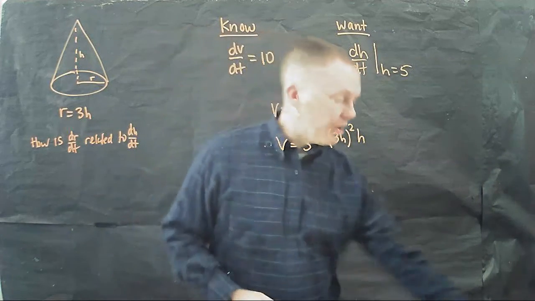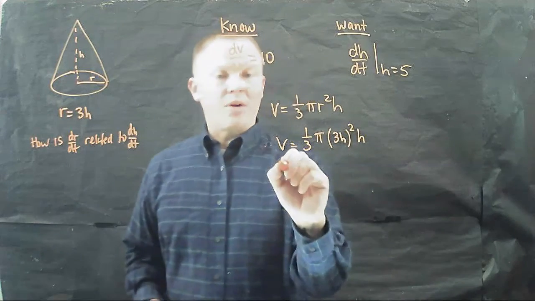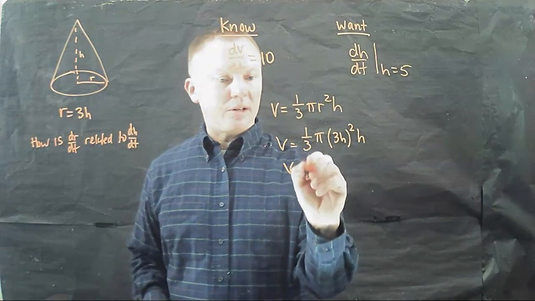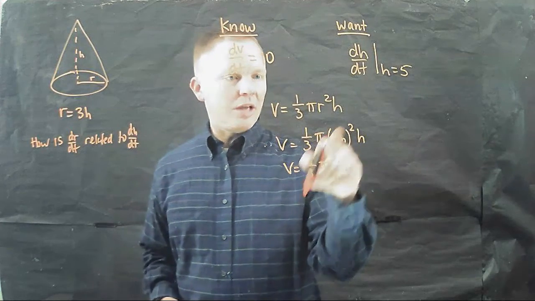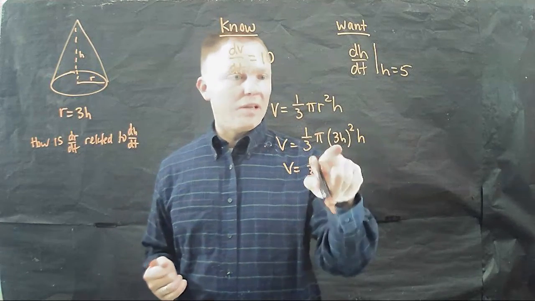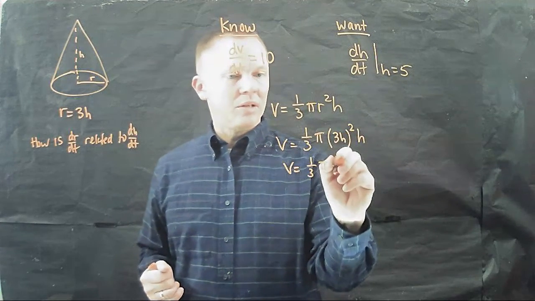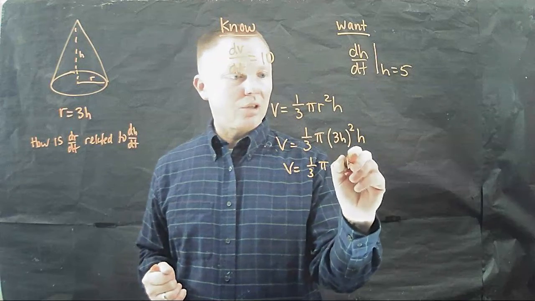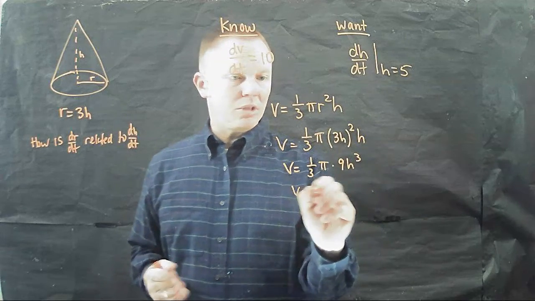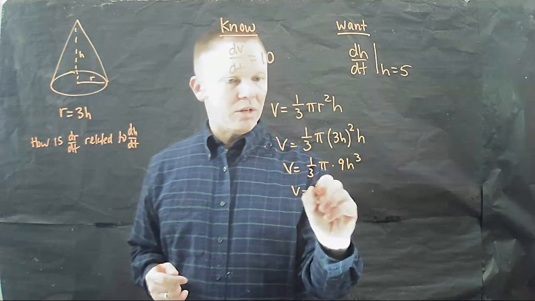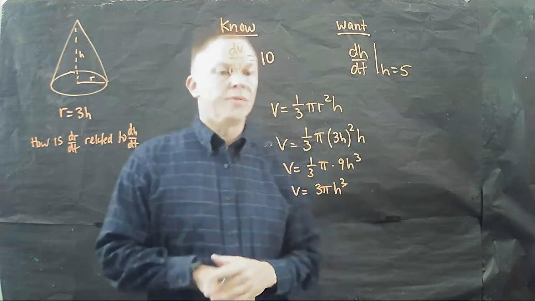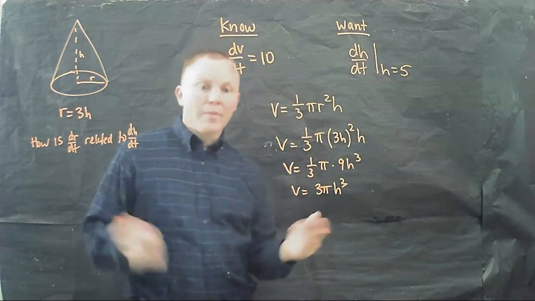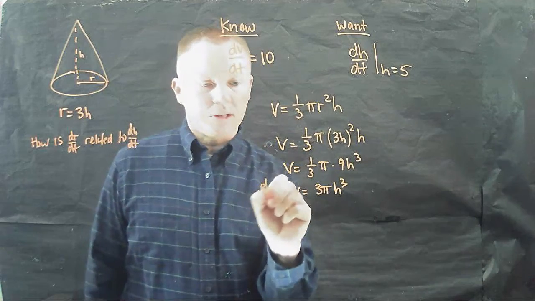But anyway, back over here. I'm going to go ahead and clean this up a little bit before I do any calculus. So I have 1/3 pi times 3 squared, which is 9, times h squared times h, so that's times 9h cubed, which then looks like 9 over 3 is 3. So that's 3 pi h cubed. Okay? So now I'm going to differentiate this with respect to t.